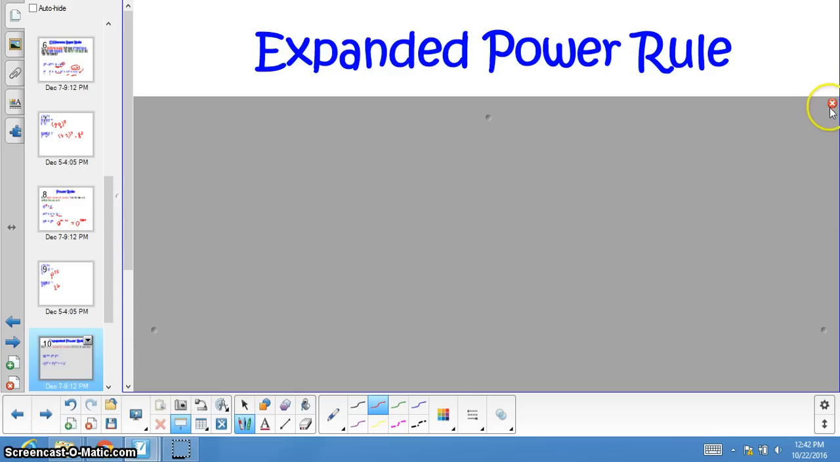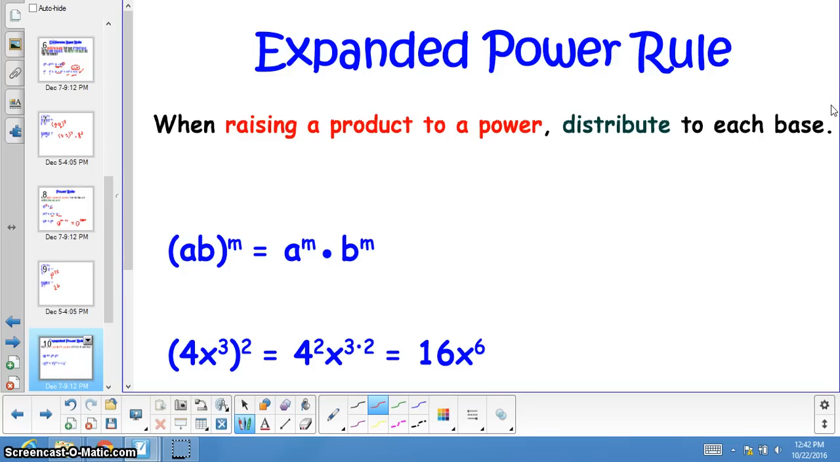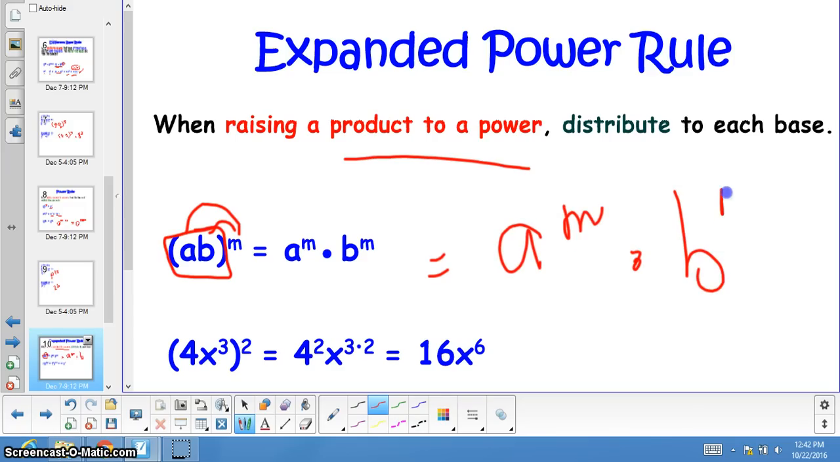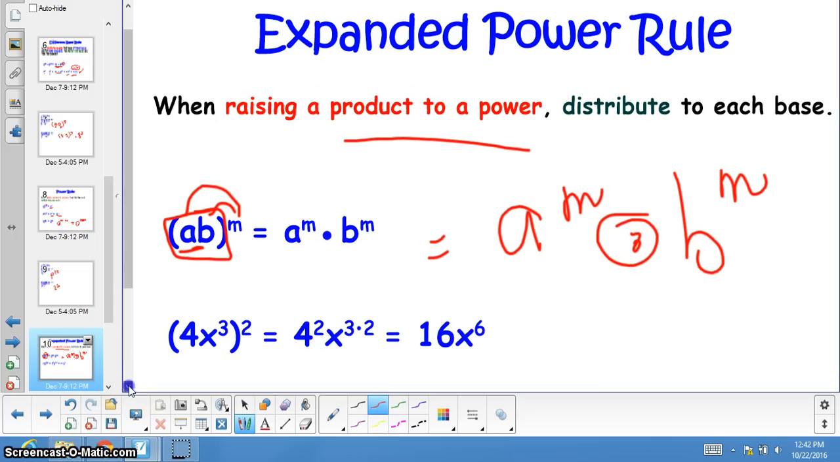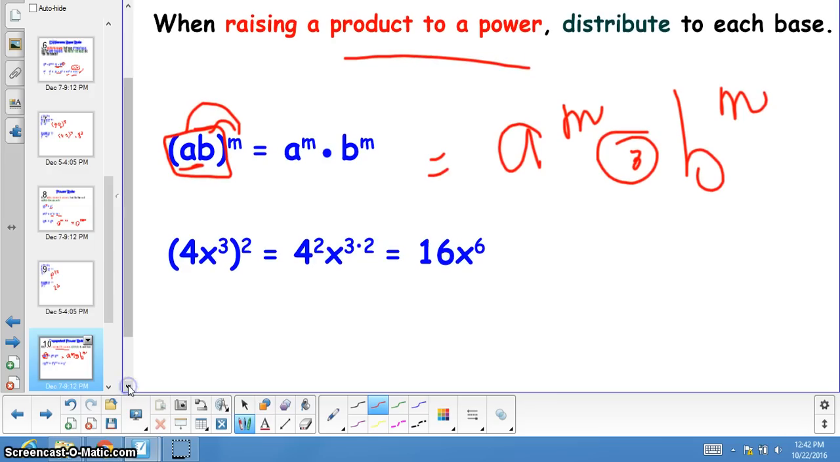Last one here on kind of multiplication, then we'll look at a different direction. Expanded power rule. When raising a product to a power, that means 2 things in parentheses being multiplied together. Product to a power, distribute to each base. So ab to the m power, I'm distributing to each base. And what operation is taking place between the a and b? Multiplication, so that's why I have it there. The same thing with 4x cubed, all to the 2nd power. I distribute that 2 to everything.